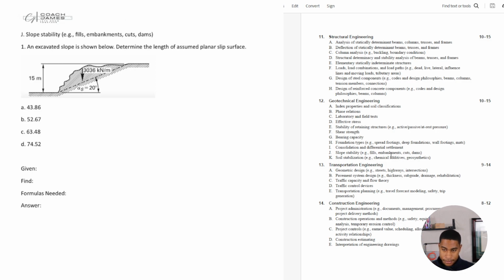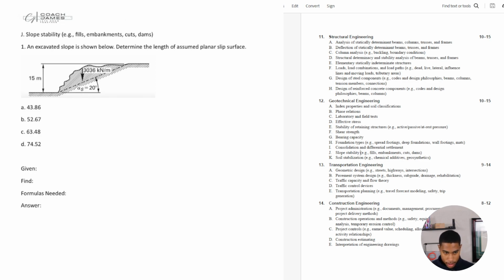All right, so let's look at number one. Number one says an excavated slope is shown below. Determine the length of assumed planar slip surface. So how do we start this problem, right? They give us a depth, an angle of 20 degrees, and I see some force coming down that is 3,036 kilonewtons per meter.